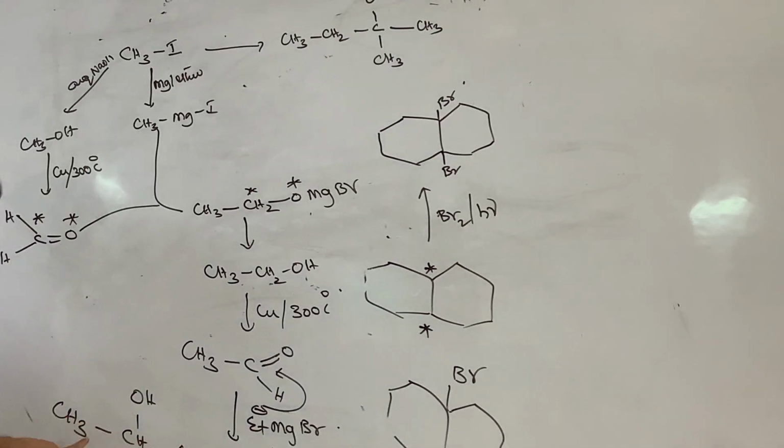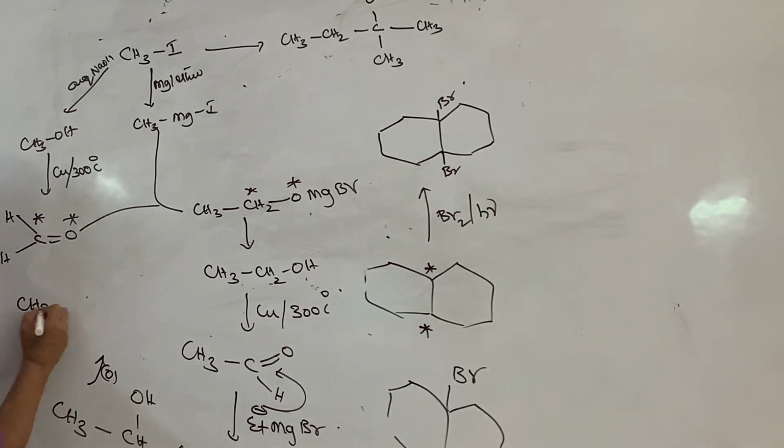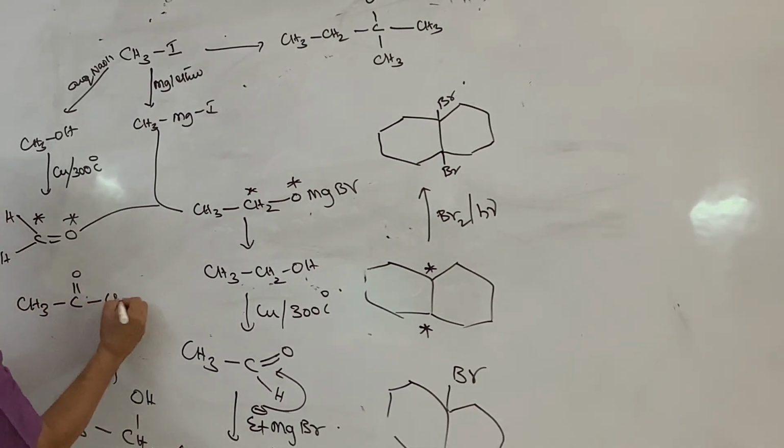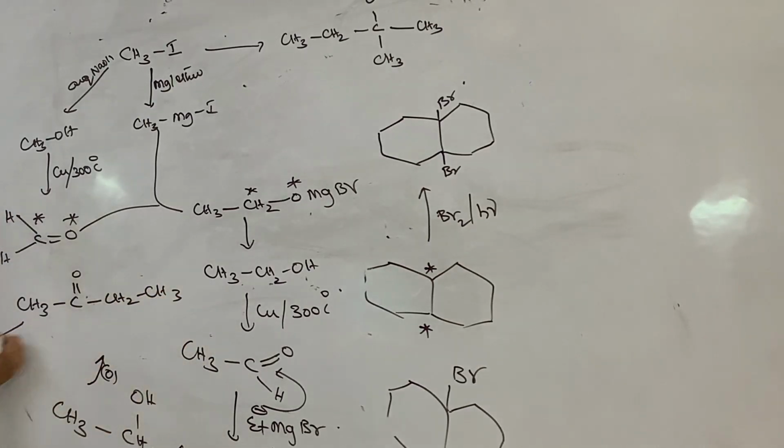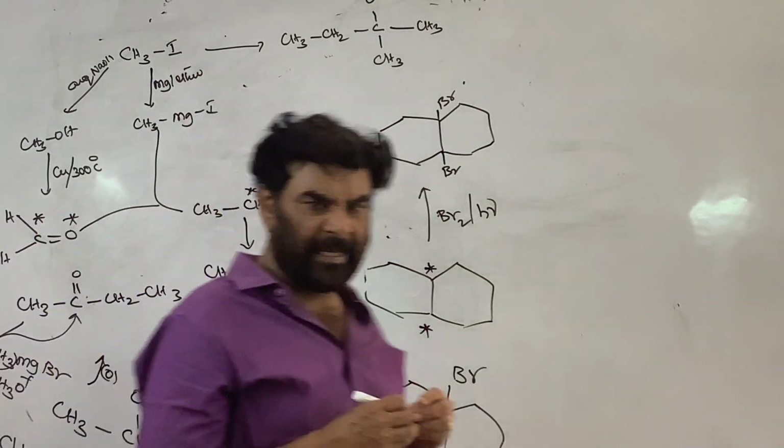So methyl carbinol is formed. This on oxidation gives the methyl ketone, again treating with the methyl magnesium bromide followed by hydrolysis. Again methyl group is attacked here. Now it is CH3, COH, CH3, and CH. So ethyl dimethyl carbinol, or 2-methyl 2-butanol, a 3 degree alcohol.